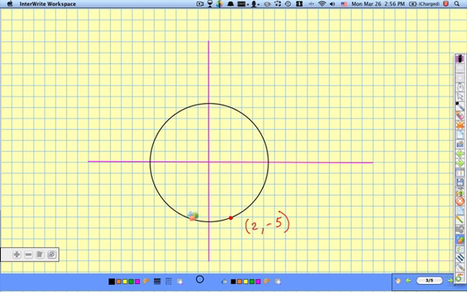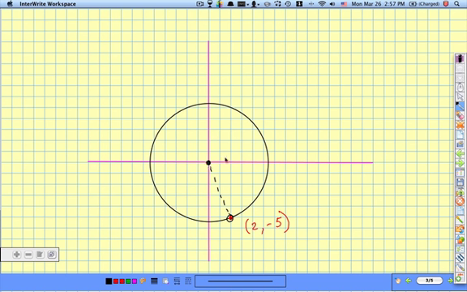So here's 2, -5 on the circle. We want to find the equation of the circle. So really we just have to find the radius. Well, if we know 2, -5 is on the circle, let's just draw a radius quick. Since the center is 0, 0, if we just make a dotted line to here, we can figure out how long this is. So all we really have to do is this. We could use the distance formula, right?